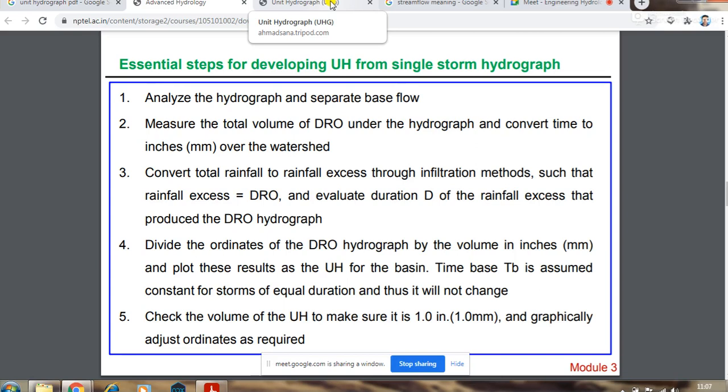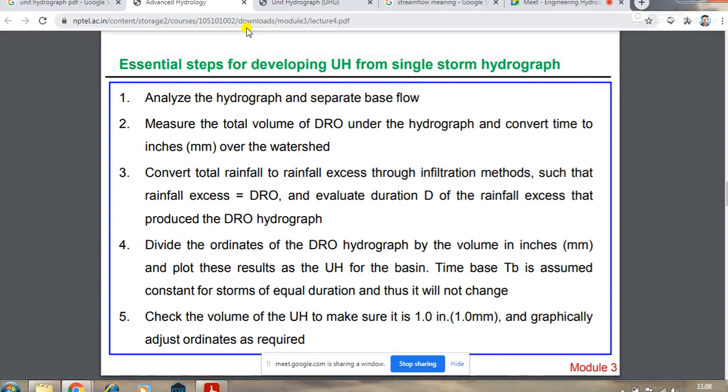So it is very simple. We need to convert the total rainfall to rainfall excess. Obviously, there is a method which is known as the infiltration method. Then the evaluation of the duration of the rainfall excess will be there, that produces the direct runoff hydrograph.